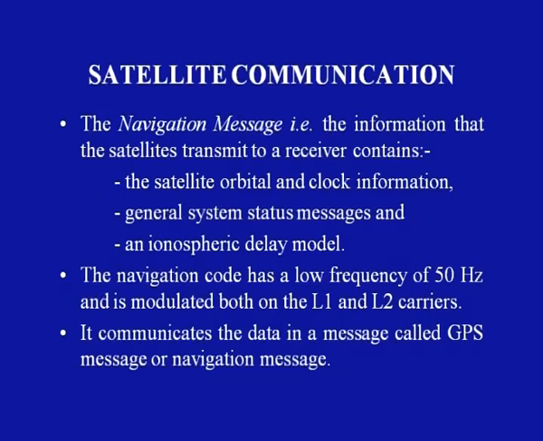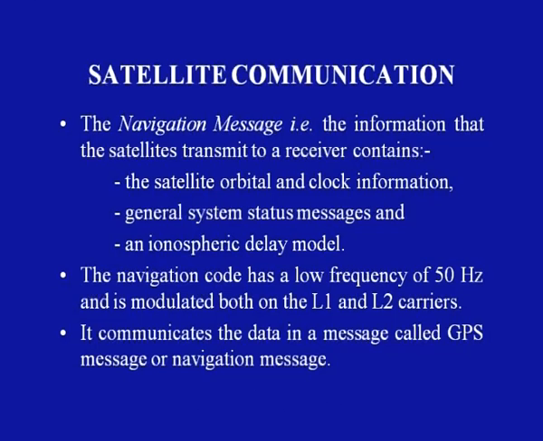The navigation code has a low frequency of 50 megahertz and it is modulated upon both L1 and L2 carrier waves. This is required so that if a user is only using one of the carrier waves, he will not be deprived of the navigation message. It communicates the data in a message, what we call the GPS message or navigation message, as we have discussed just now. In order to distinguish the two waves that we have, that is L1 and L2 carrier waves, GPS receivers use different codes to distinguish between the satellites.